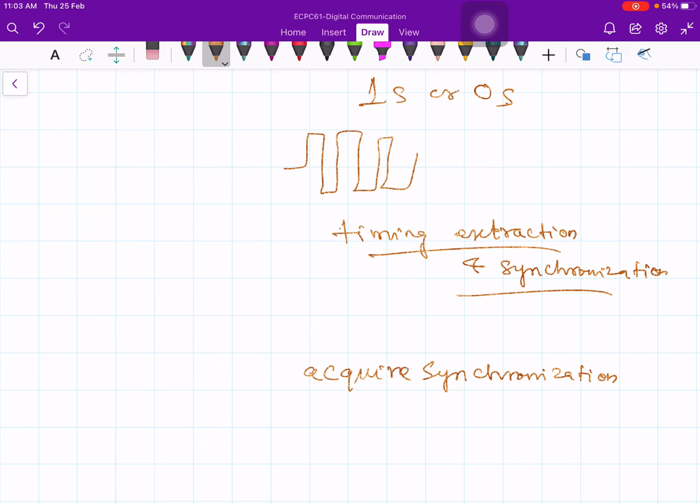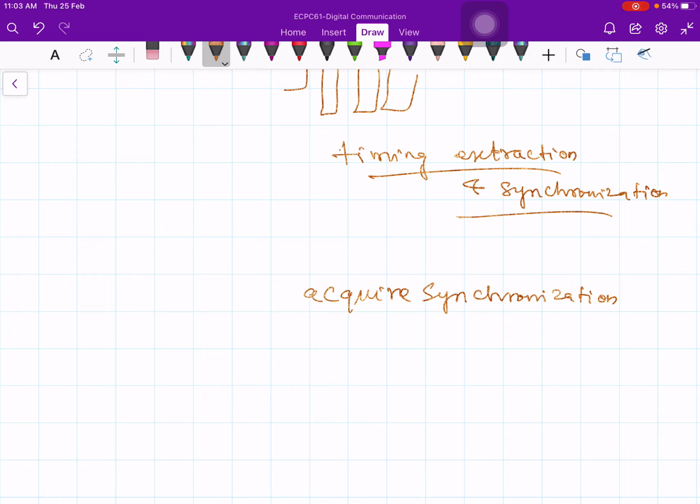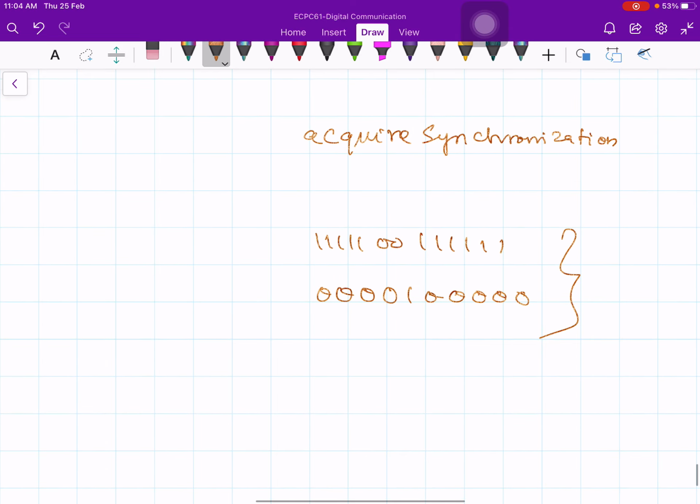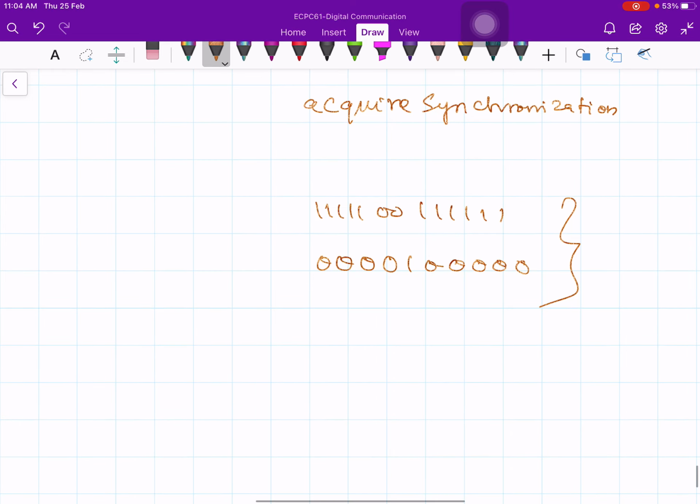We will have to make sure that our loop gets back into synchronization as fast as possible. If on the other hand you don't have this problem, then we say that we are transparent to whether the data sequence is 1 1 1 1 0 0 1 1 1 1 1 1 of this type or 0 0 0 0 1 0 0 0 0 of that type. It does not really matter to us when you use transparent coding. So, synchronization is very important.